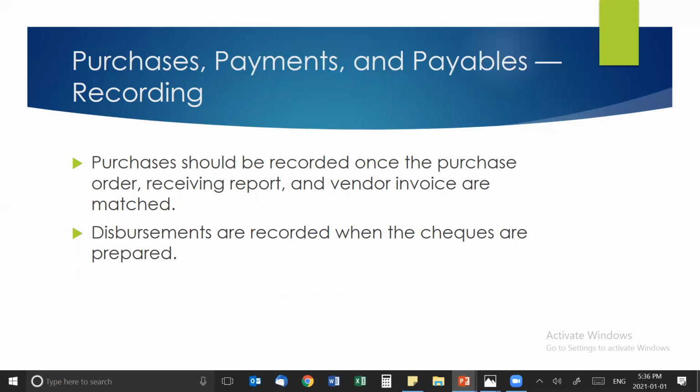And then disbursements are recorded once the checks are prepared. So once the checks are prepared, that's when somebody would go in and record, get rid of the payable and credit the cash.